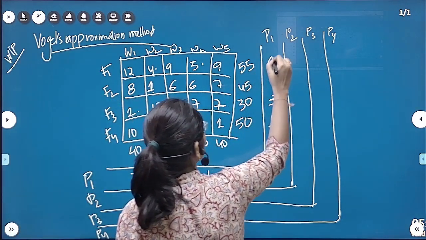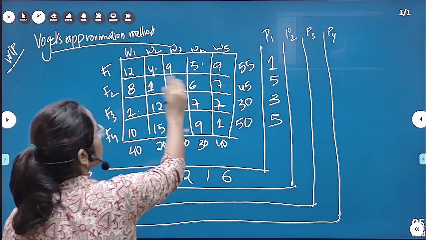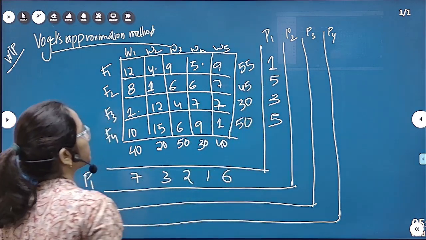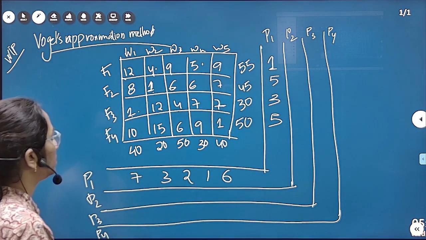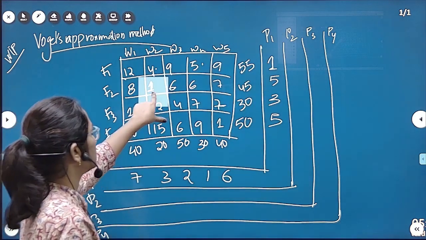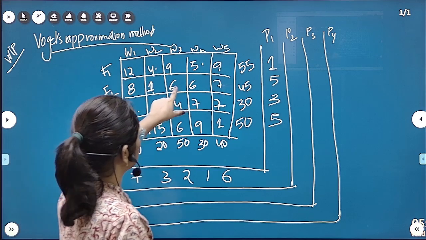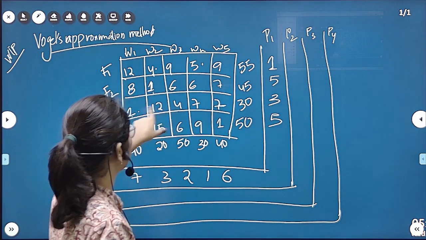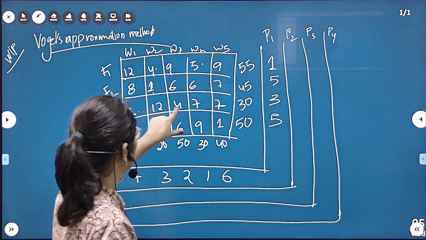Okay. Differences between the two least costs. So here it is 4 minus 5, 1, or 5 minus 4, it's 1. Okay. So in the second row it is 1. First least cost is 1, so the second least cost is 6. So 6 minus 1, 5. And here 4 minus 1 in the third row, 4.